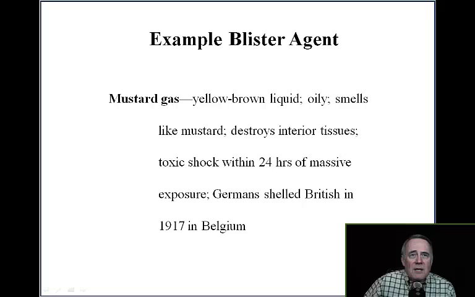The first is a blister agent known as mustard gas, a yellow-brown liquid. It's oily, smells like mustard, and destroys interior tissues, with toxic shock within 24 hours of massive exposure. The Germans shelled the British in 1917 in Belgium with this.